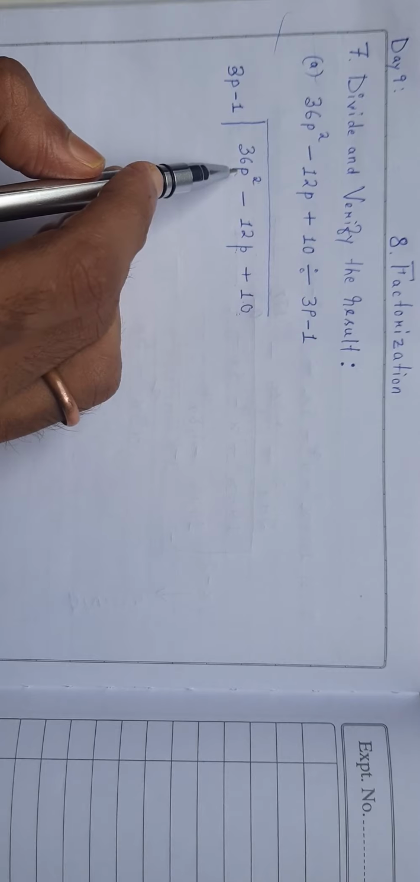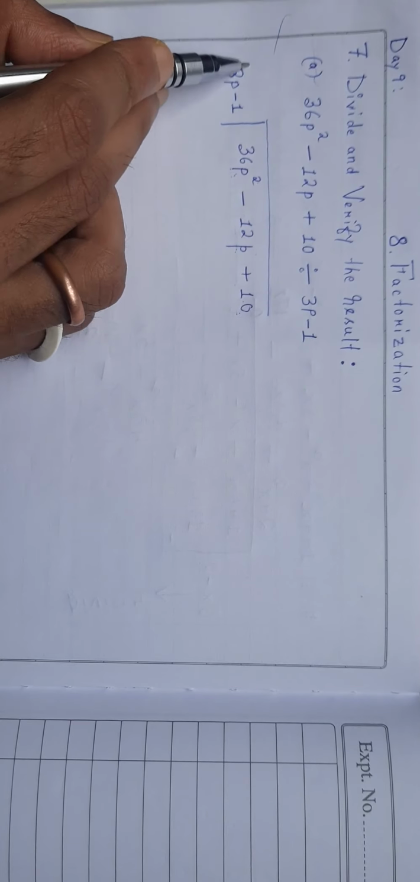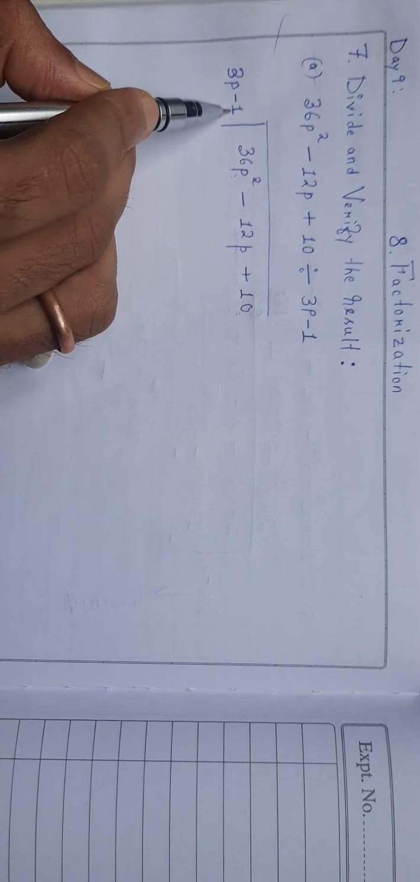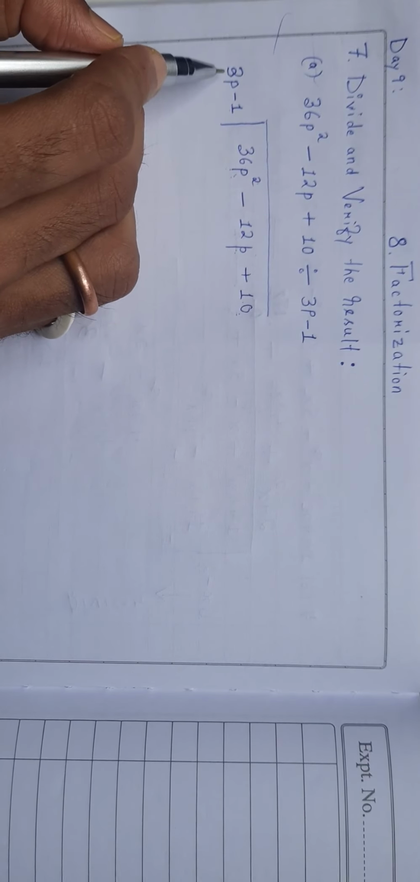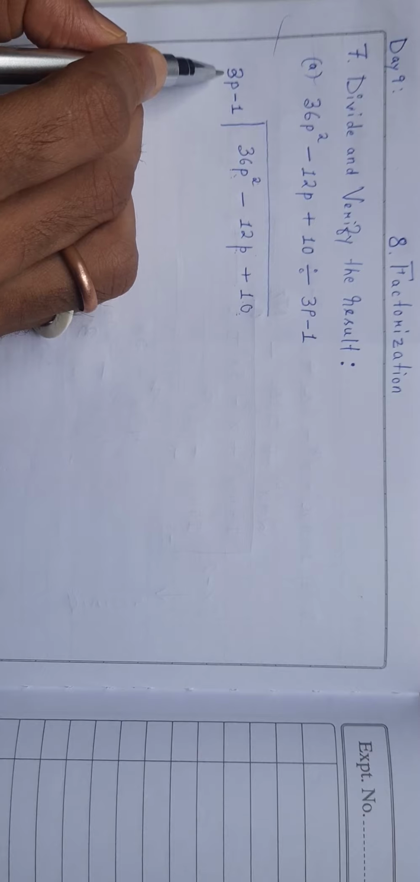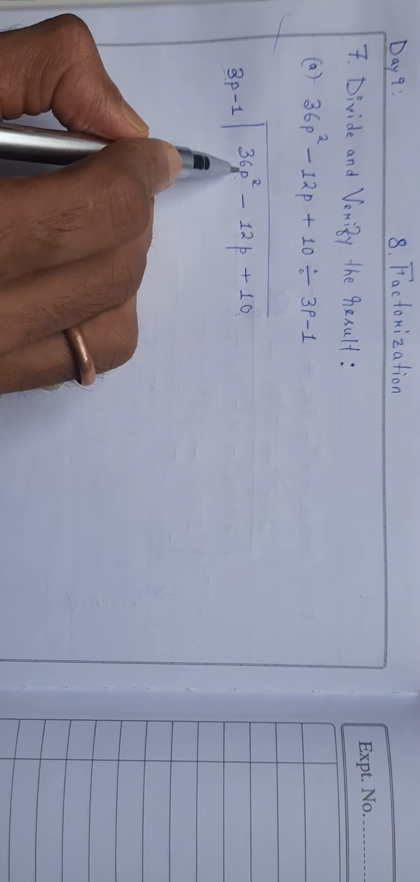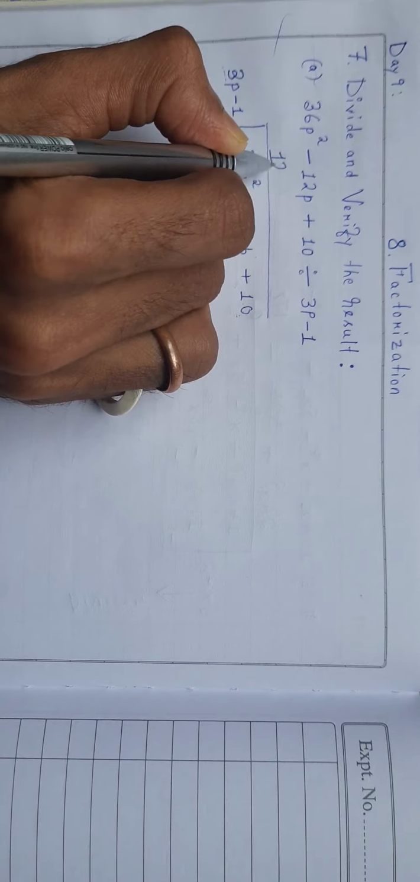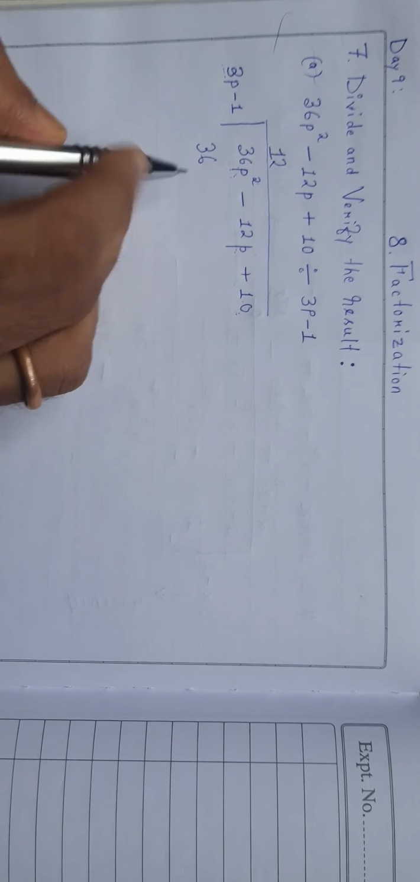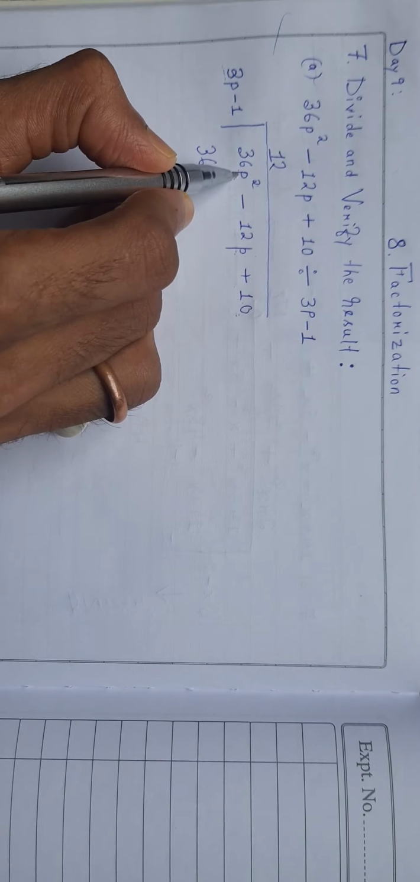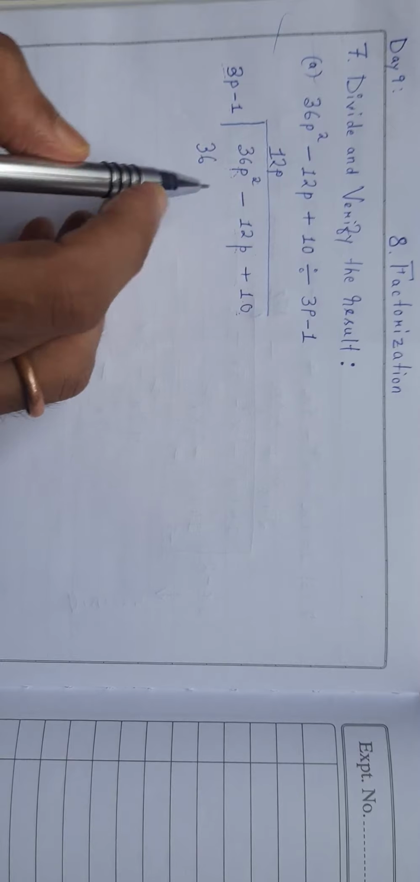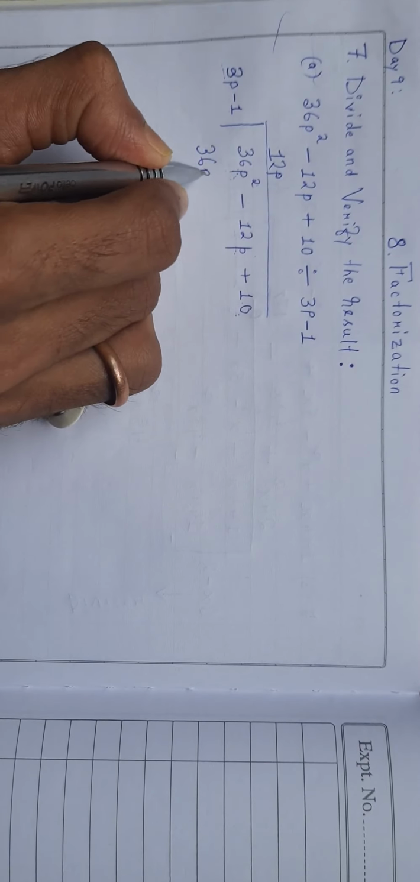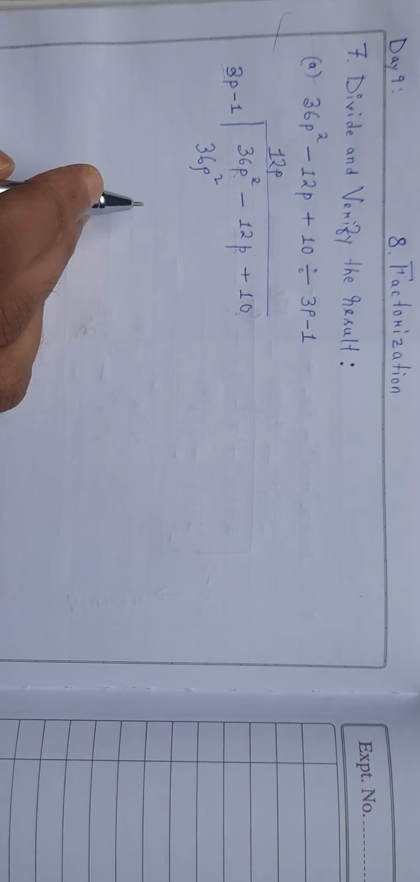To cancel this highest power variable, we have to multiply with this divisor 3p minus 1 in such a manner that 36p square gets cancelled. So let us see how to cancel it. If I consider this integer number first, this is 3, this is 36. So we know 3 into 12 is 36. Next here it is p and here it is p square. So to cancel, I have to write here p, 12p. So p into p is p square. So I get 36p square.